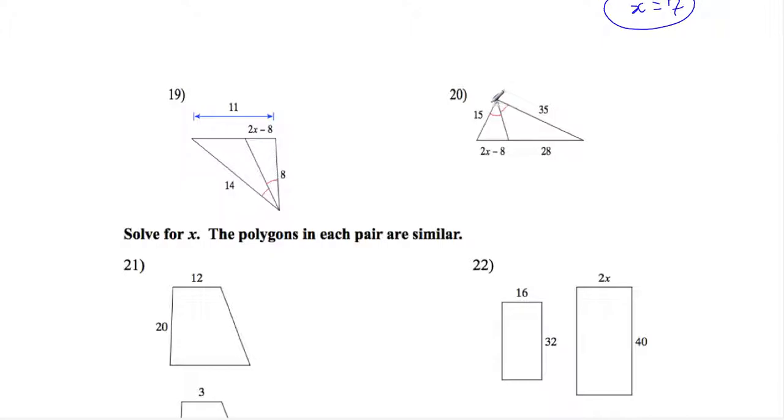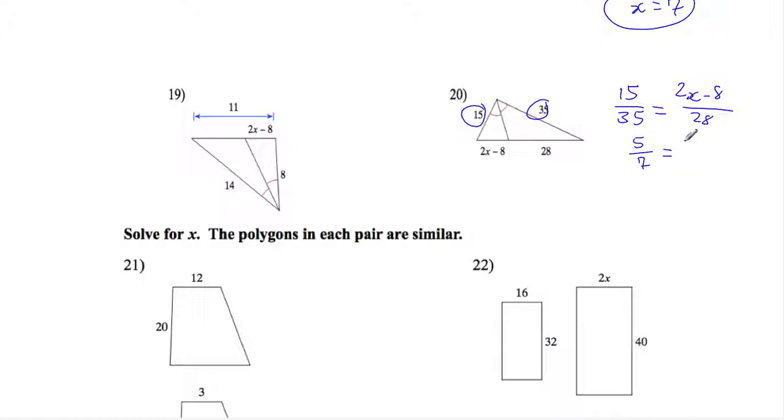Number 20, if I look, 15 to 35, those are the two sides of the angle bisectors. So 15 to 35 is going to equal 2x minus 8 to 28. And actually, you can kind of see that they make corresponding sides. So again, 15 over 35 can be reduced to 5 over 7.